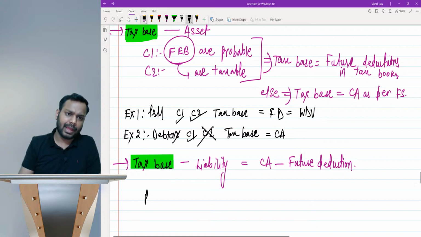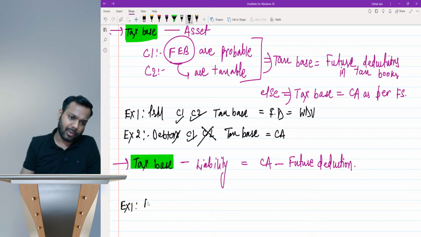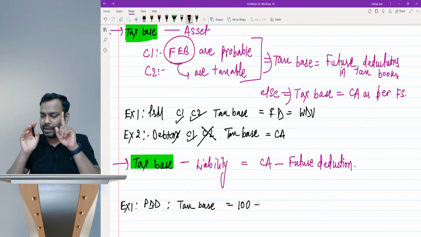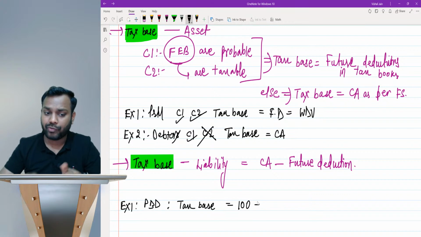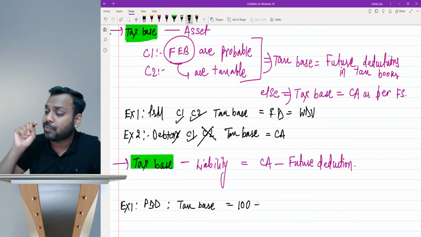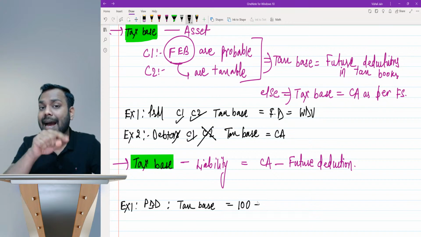Example number 1 is provision for bad and doubtful debts. That is a liability. Now, what is the tax base of that? Carrying amount is, let's suppose, $100. Now, what are the future deductions for provision for bad and doubtful debts? It is not allowed as an expense in the tax books. It is allowed as an expense in the tax books only when it actually becomes bad debts.